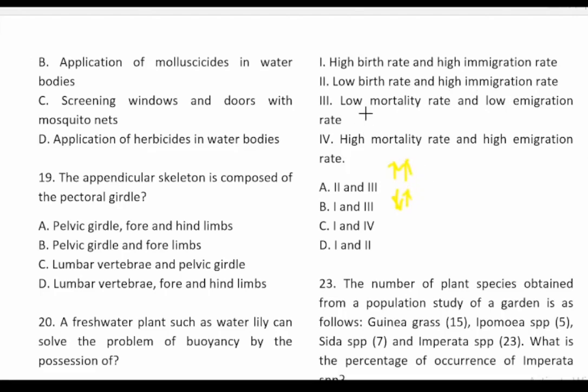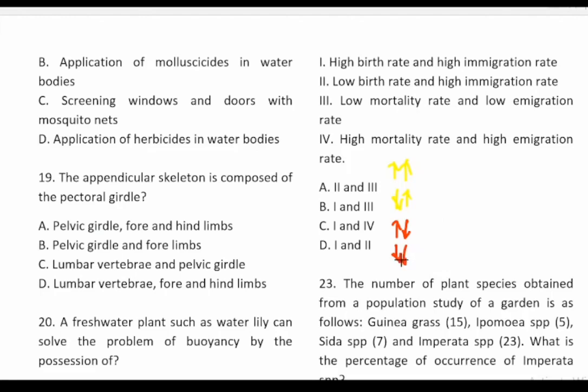So for the third one there, low mortality rate means that there is decrease in death rate, and then low immigration. Decrease in death rate will definitely increase population. And then low immigration means the number of people that are coming in will reduce. Even if it doesn't reduce, it is going to be somewhat low. And then the last one says high mortality rate, that is, there is high possibility of people dying, so that is option 4. And then high emigration.